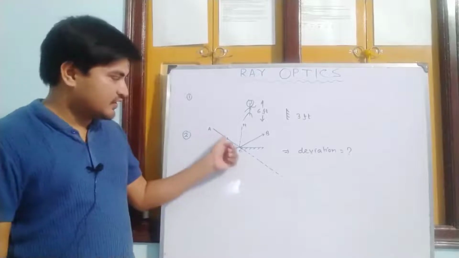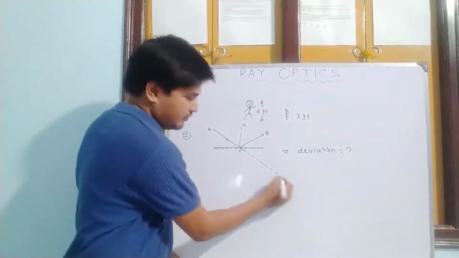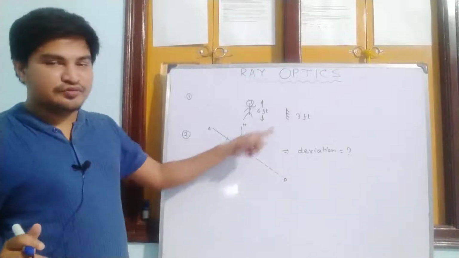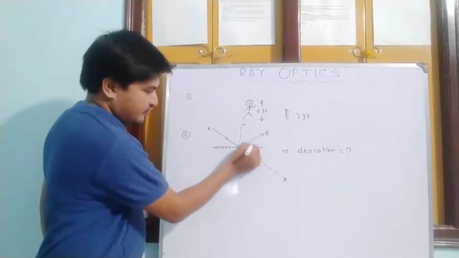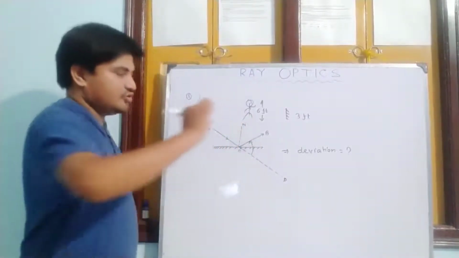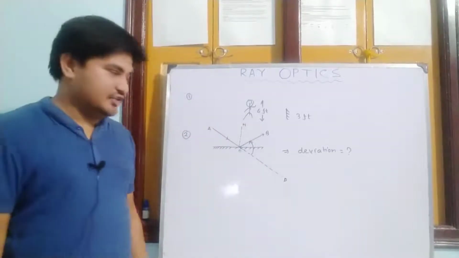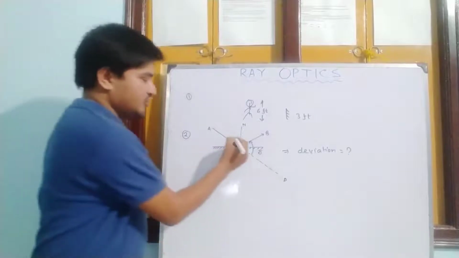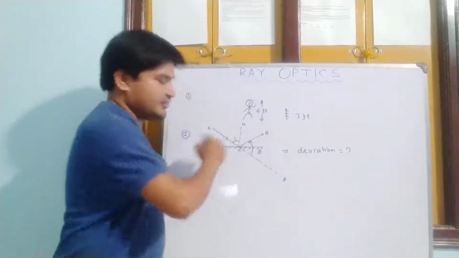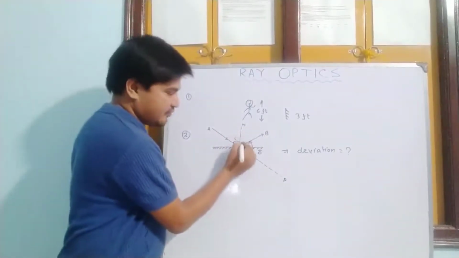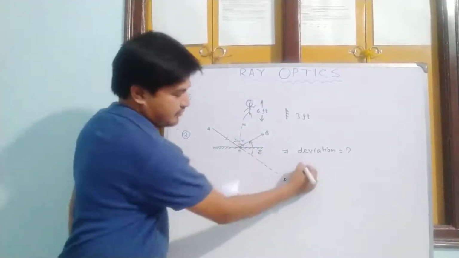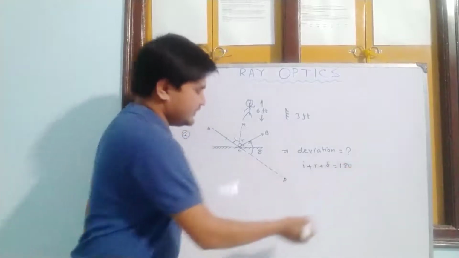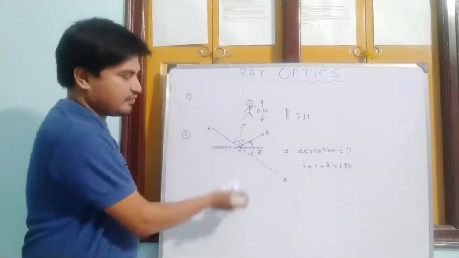So the original path of the light is AP, but light travels through OB. So this is the angle through which the ray is deviated. So we have to find out this deviation. We know this is angle of incidence I, again this is R. So I plus R plus delta equals to 180. This is the complete angle.